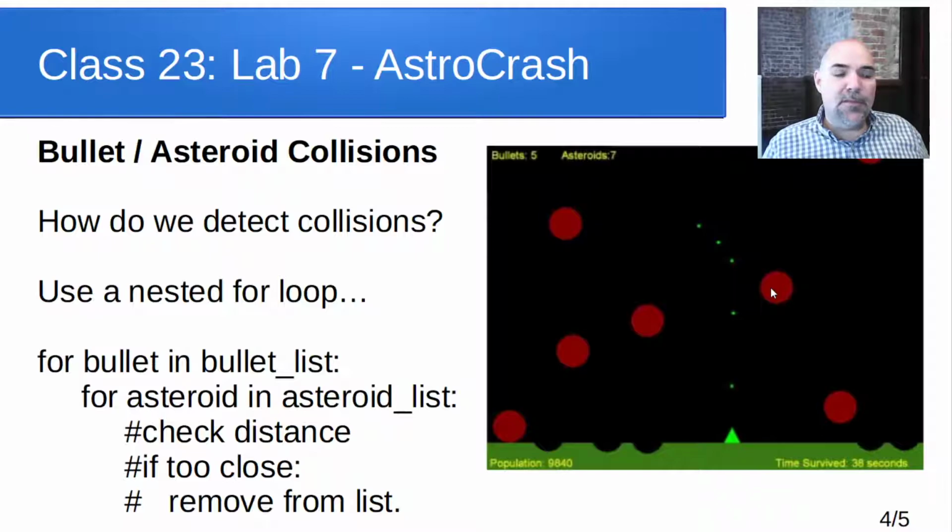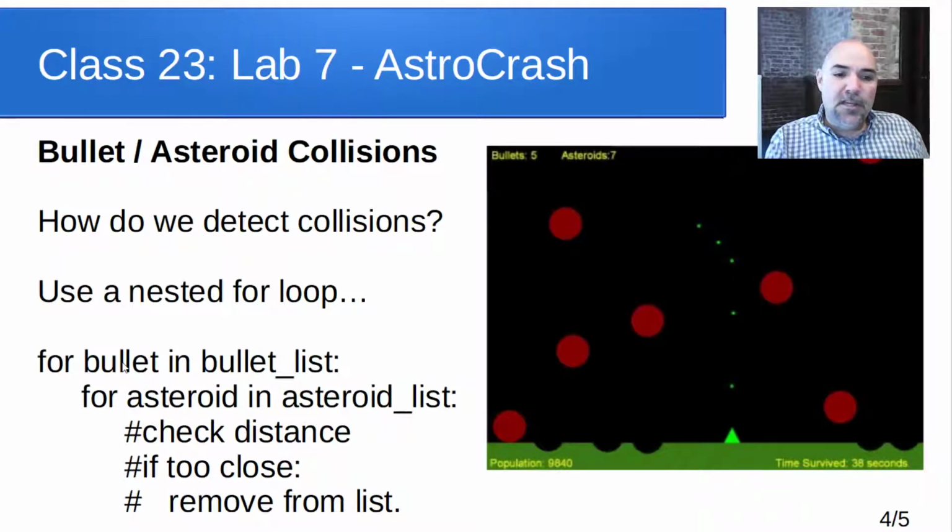We just put them in a bullets to remove list and an asteroids to remove list, and then have a loop following this nested for loop that basically says, go through all the ones that we need to remove, and remove all the bullets from the bullet list and all the asteroids from the asteroid list. I'm going to let you figure out how to do that, but this nested loop is the key for checking every bullet against every asteroid.